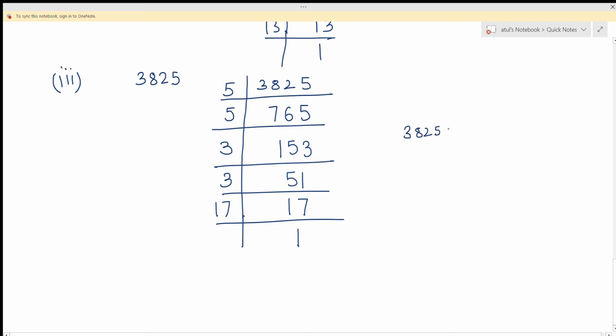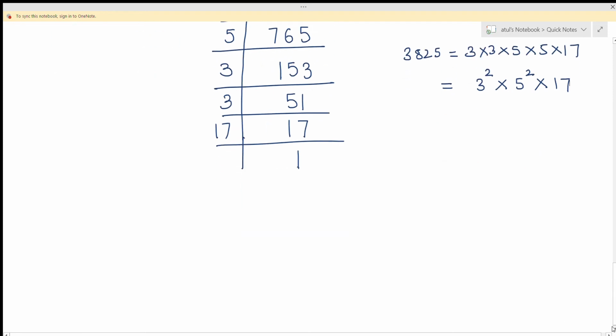So 3825 I can represent as 3 into 3 into 5 into 5 into 17. I can also write it as 3 raised to power 2 into 5 raised to power 2 into 17. These are the prime factors of 3825. Now the fourth part says you need to find the prime factors of 5005.